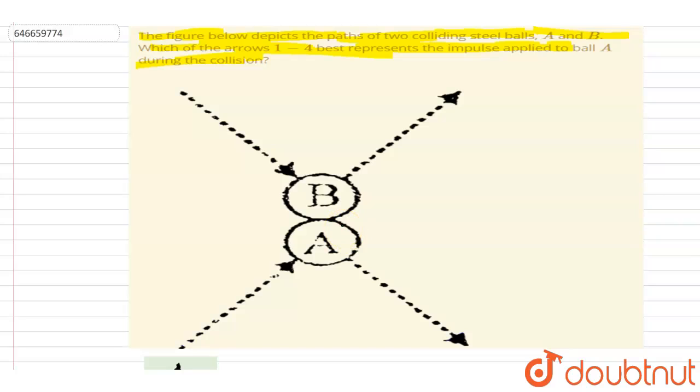So if you see, the impulse on A will be along the common normal. So common normal we have to draw, since the impulse is nothing but the normal reaction that will act in between the two during the collision. So common normal will be the direction of impulse. So if I draw this line, this is the line of impact, that is along the common normal.